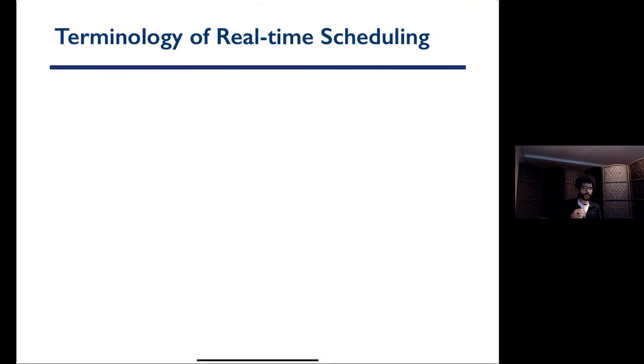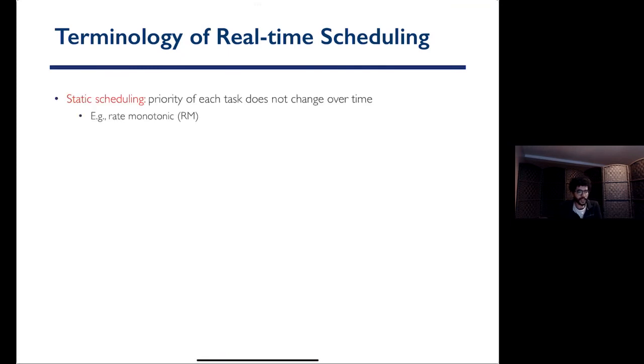Okay, so let's talk about terminology of real-time scheduling. The first class of scheduling policies is called static scheduling. So in static scheduling, the priority of each task does not change over time. Each task is assigned a priority, and that priority is fixed, and it's not going to change over time. An example is rate monotonic. We'll talk about RM in the future slides. I'm just putting the name out, and then we'll see the details.